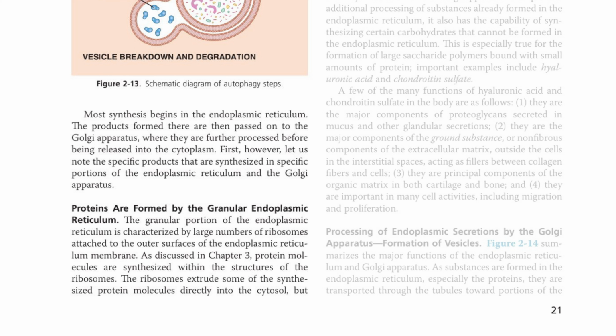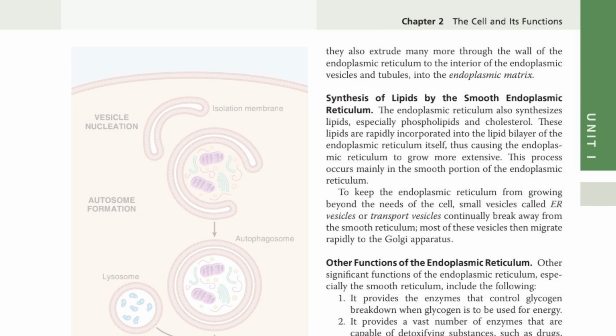Proteins are formed by the granular endoplasmic reticulum. The granular portion of the endoplasmic reticulum is characterized by large numbers of ribosomes attached to the outer surfaces of the endoplasmic reticulum membrane. As discussed in Chapter 3, protein molecules are synthesized within the structures of the ribosomes. The ribosomes extrude some of the synthesized protein molecules directly into the cytosol, but they also extrude many more through the wall of the endoplasmic reticulum to the interior of the endoplasmic vesicles and tubules, into the endoplasmic matrix.